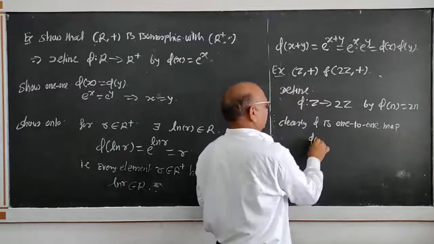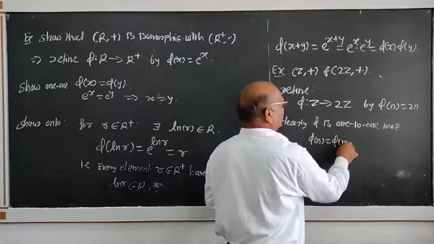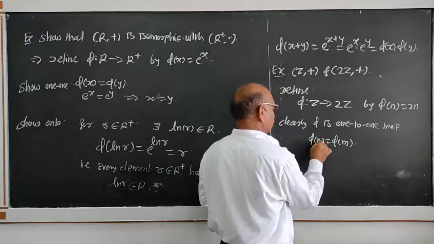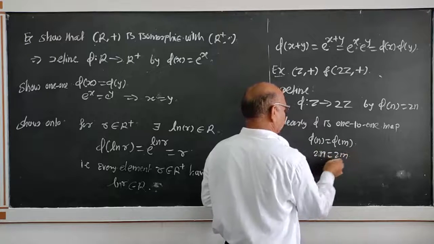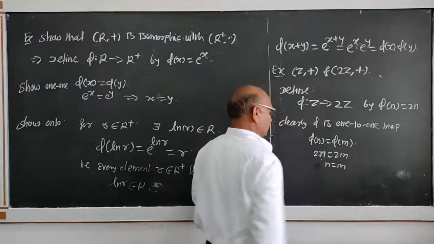If you take phi of n is equal to phi of m, this gives 2n is equal to 2m, and this gives n is equal to m.